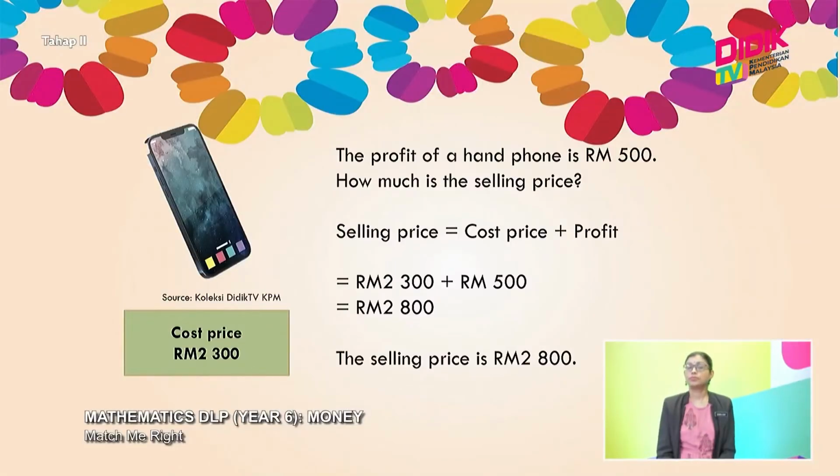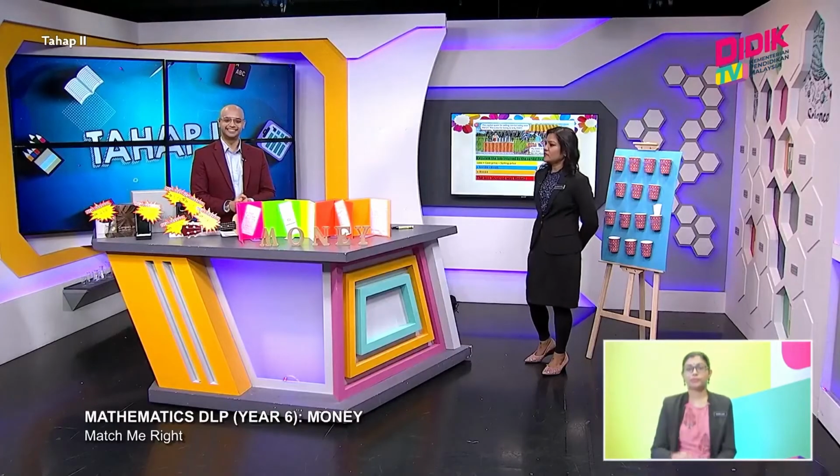Correct? Okay, good understanding. Next we have another example of a smartphone. The profit of the smartphone is 500. How much is the selling price? The cost price for this is 2,300. So because, like what Teacher Kalai mentioned earlier, the cost price is 2,300. If I want to sell it with a profit of 500 ringgit, I have to add that. So cost price add the profit, and the selling price will be 2,800 ringgit. Okay, you're right.